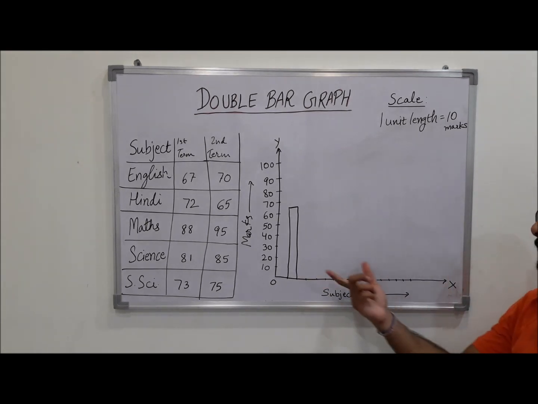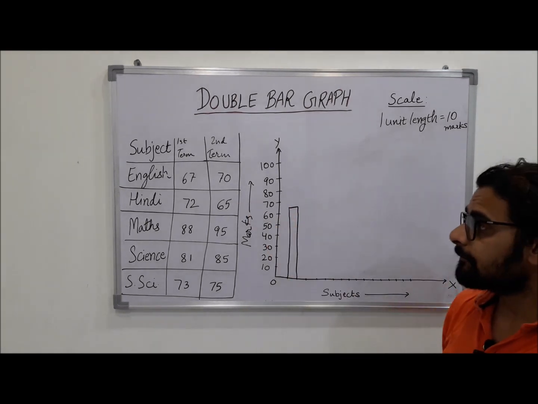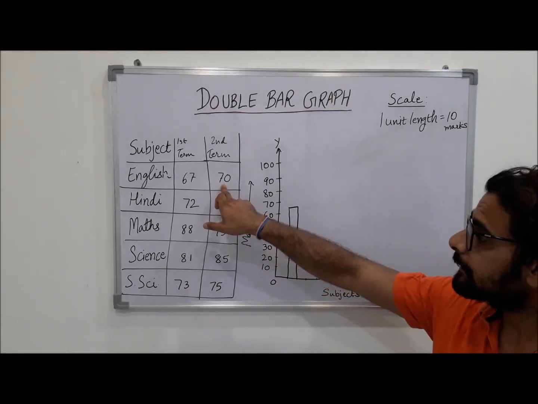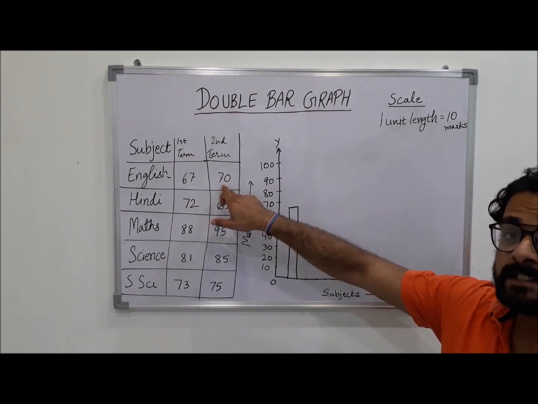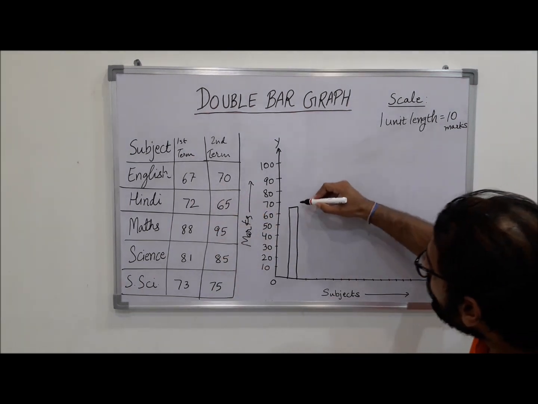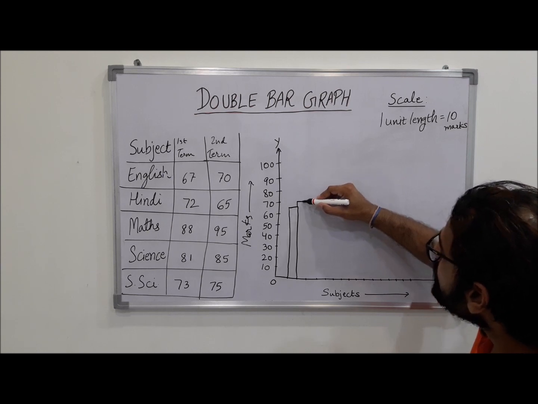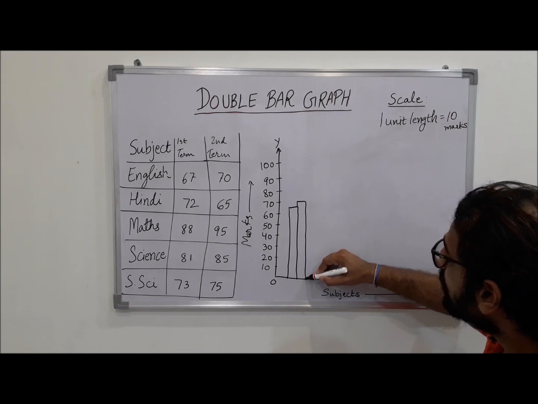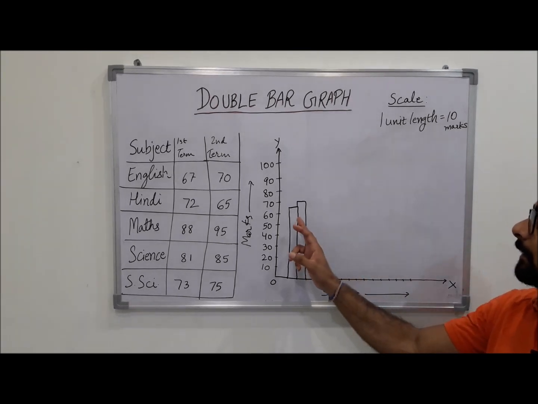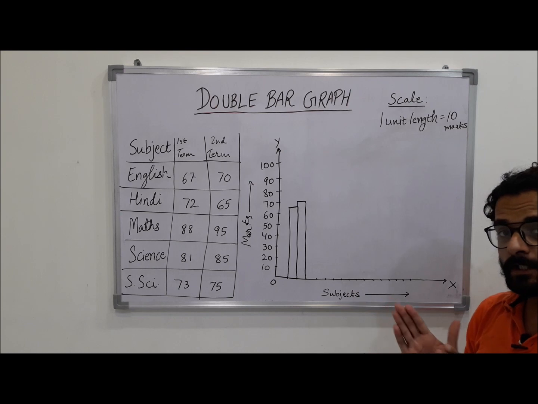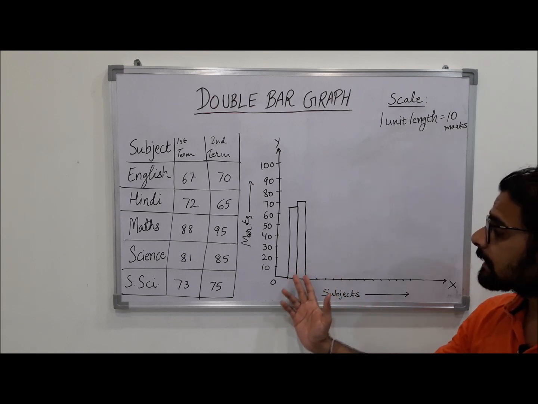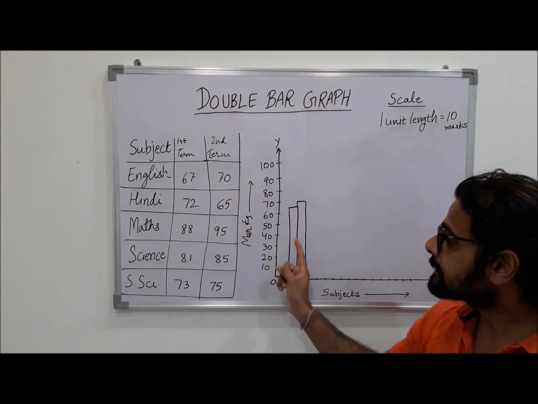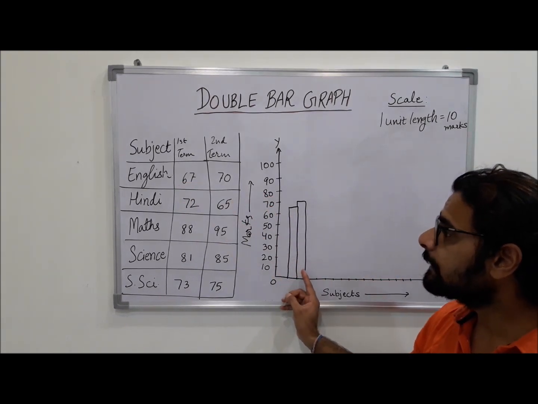Now after drawing the bar for 67, I will be drawing the bar for the second term. Same subject, English, I'll be drawing a bar of length 70. Now I'll be drawing this bar just adjoining the bar drawn for 67. Now I have drawn 2 bars which are joined together. These 2 bars are telling me the scores of the student in the subject English, 67 in the first term and 70 in the second term.